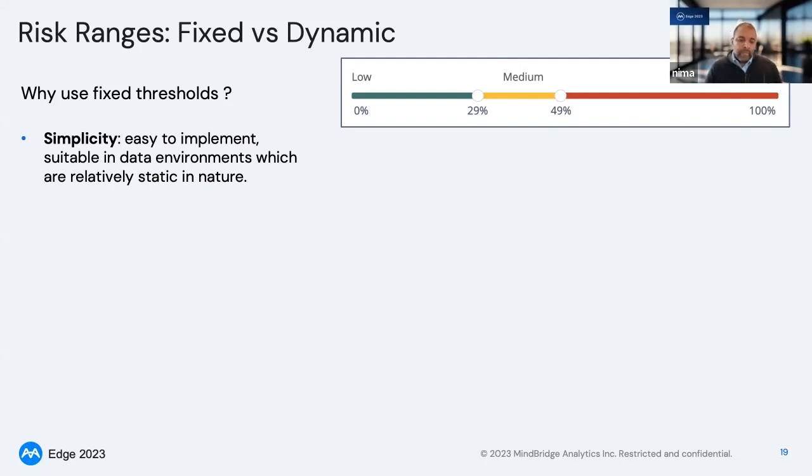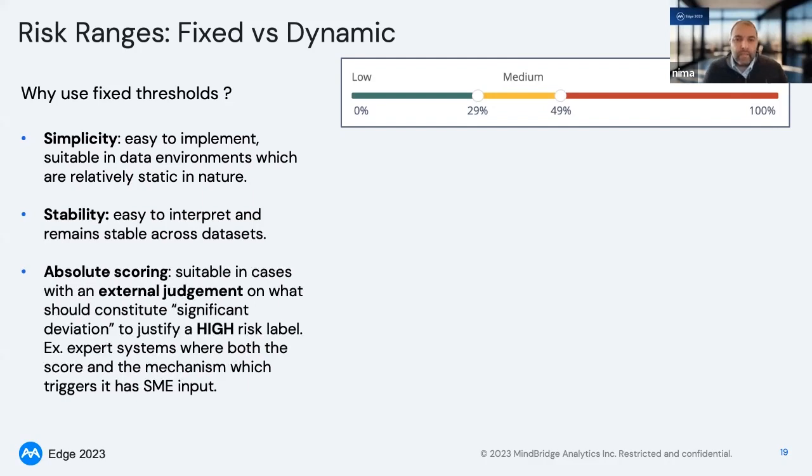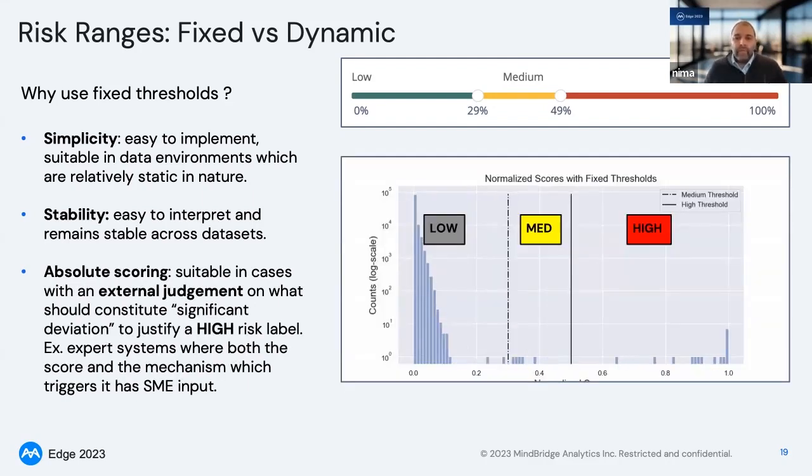I'll talk a little bit about the advantages of fixed thresholds and when you might want to use dynamic versus fixed. And then I'll talk a little bit about our approach to dynamic thresholds in our flex analysis. So first of all, what's fixed?